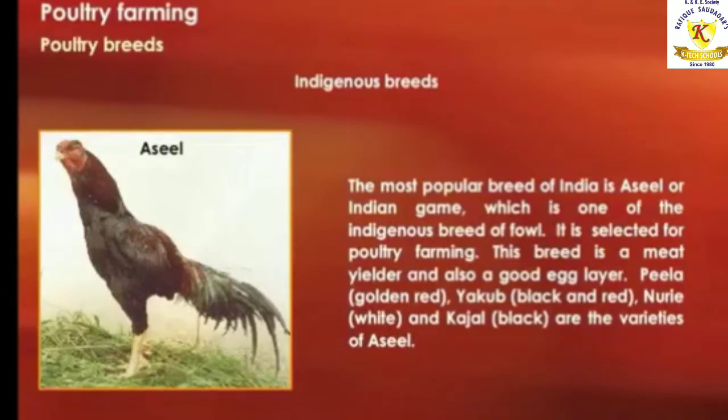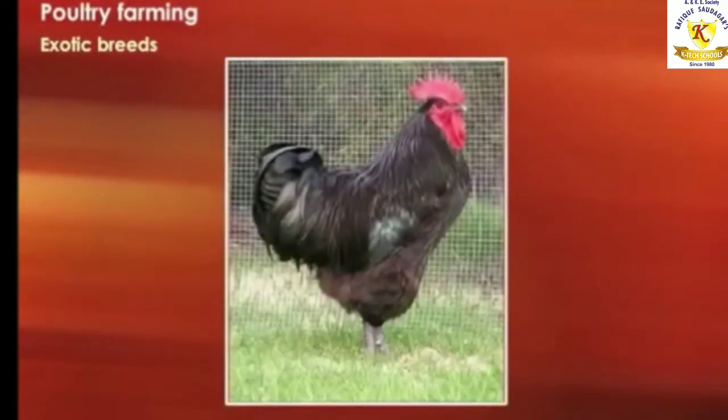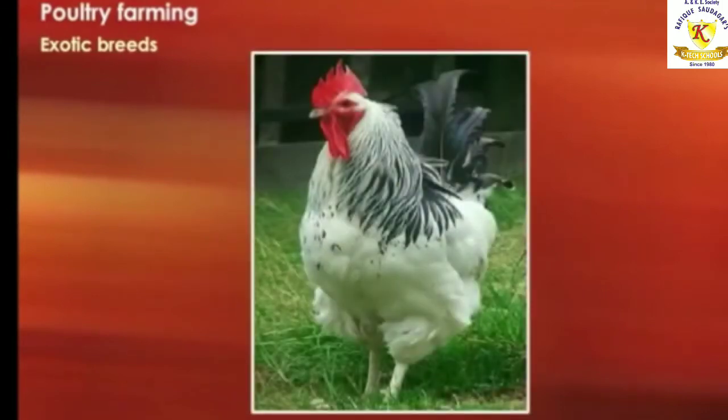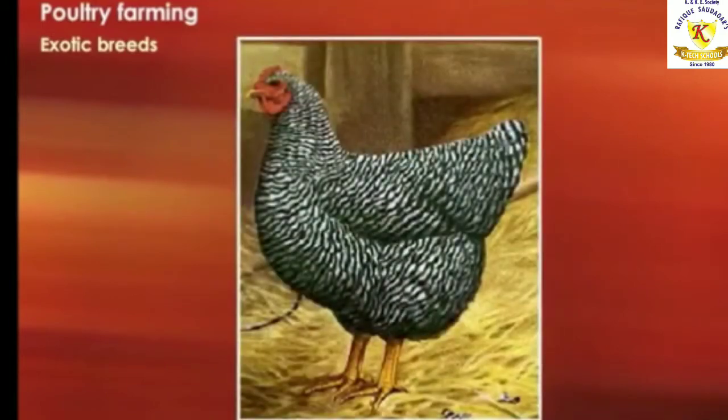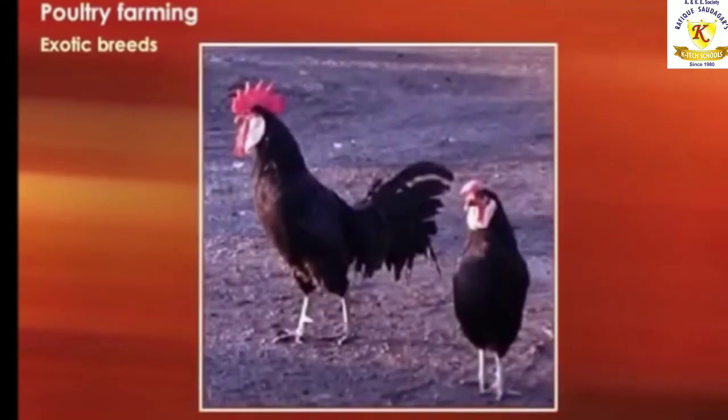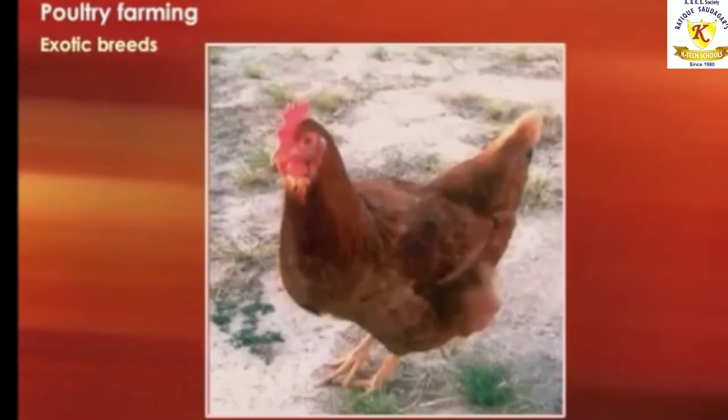Pila, that is golden red, Yakub, that is black and red, Nuri, white, and Kajal, black, are the various varieties of Asil. So, this is one of the breeds which is used in India. Second, exotic breed. Some of the high egg yielding exotic breeds of hen are Australorp, Light Sussex, White Leghorn, Barred Plymouth Rock, Black Minorca, Rhode Island Red, etc.